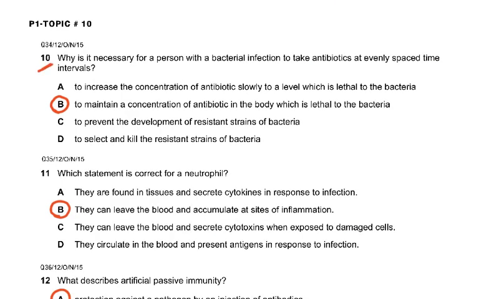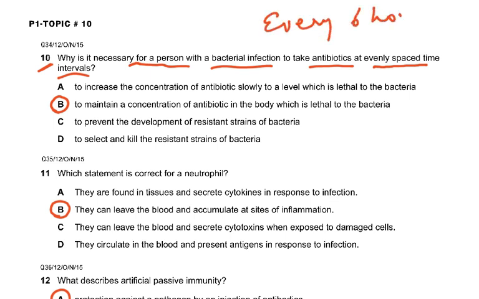Now, question number 10. Why is it necessary for a person with a bacterial infection to take antibiotics at evenly spaced time intervals? Like we say, okay, you take ampicillin every 6 hours. And that's typical of what we write as a prescription as doctors. So you'd have to take 4 doses in 24 hours, every 6 hours. So you take one at 6, then you take one at 12, and then you take one at 6 again in the evening, and then you take again at 12 at night.